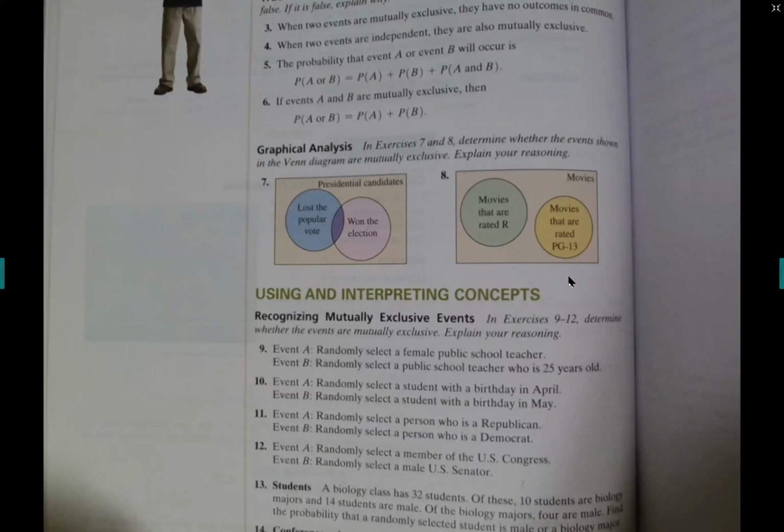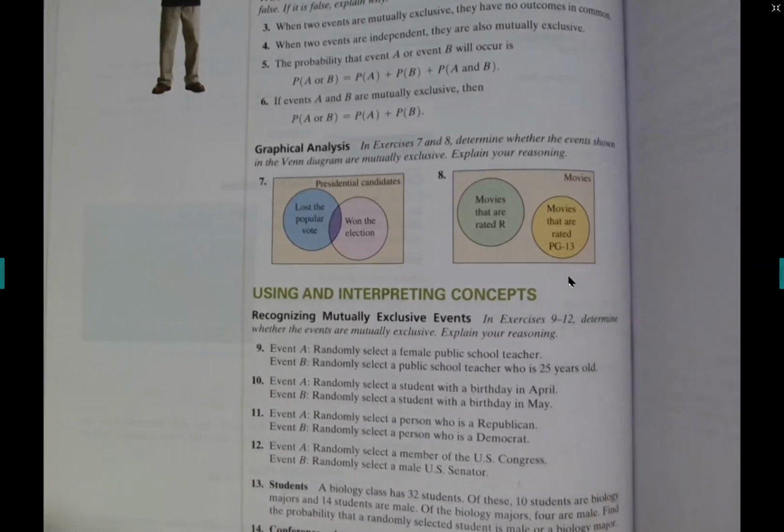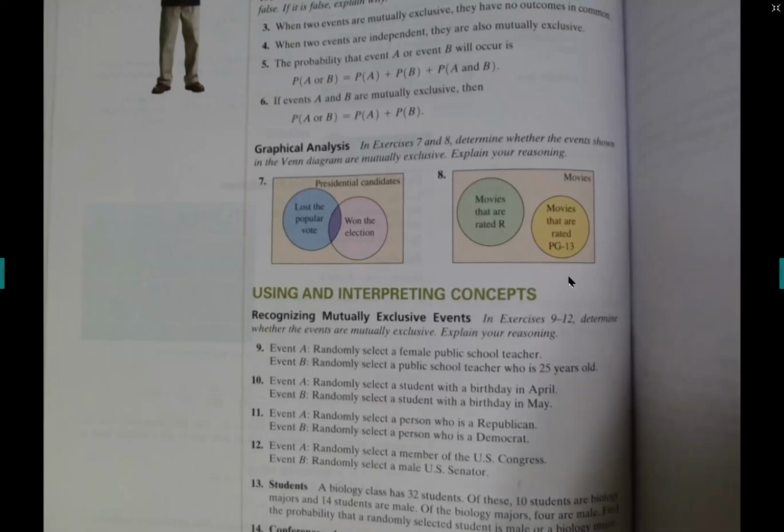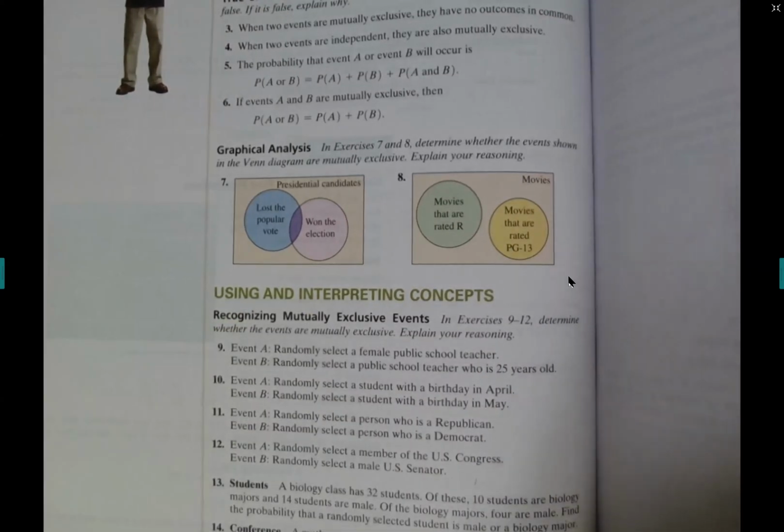Lost the popular vote, won the election. Not mutually exclusive, because you see there's an intersection between the two. That means they can happen at the same time. Remember, mutually exclusive events cannot happen at the same time. Event A, movies that are R-rated, and Event B, movies that are rated PG-13. What do you think here, guys? They are mutually exclusive because you cannot have a movie that's rated R and rated PG-13 at the same time. It's either R or PG-13.